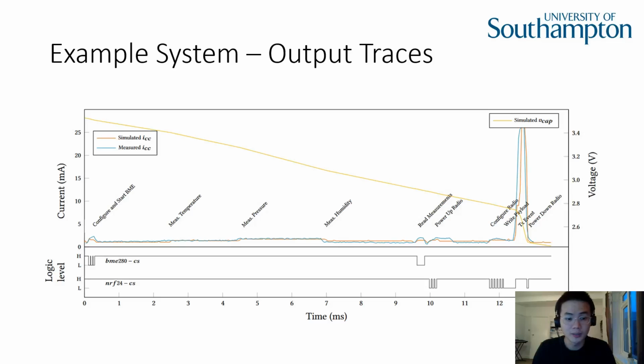We can simulate such a system in Fused and get traces like one shown here. In this case, we have a simple piece of C code that is loaded onto the memory model of the virtual prototype and executed for 14 milliseconds.